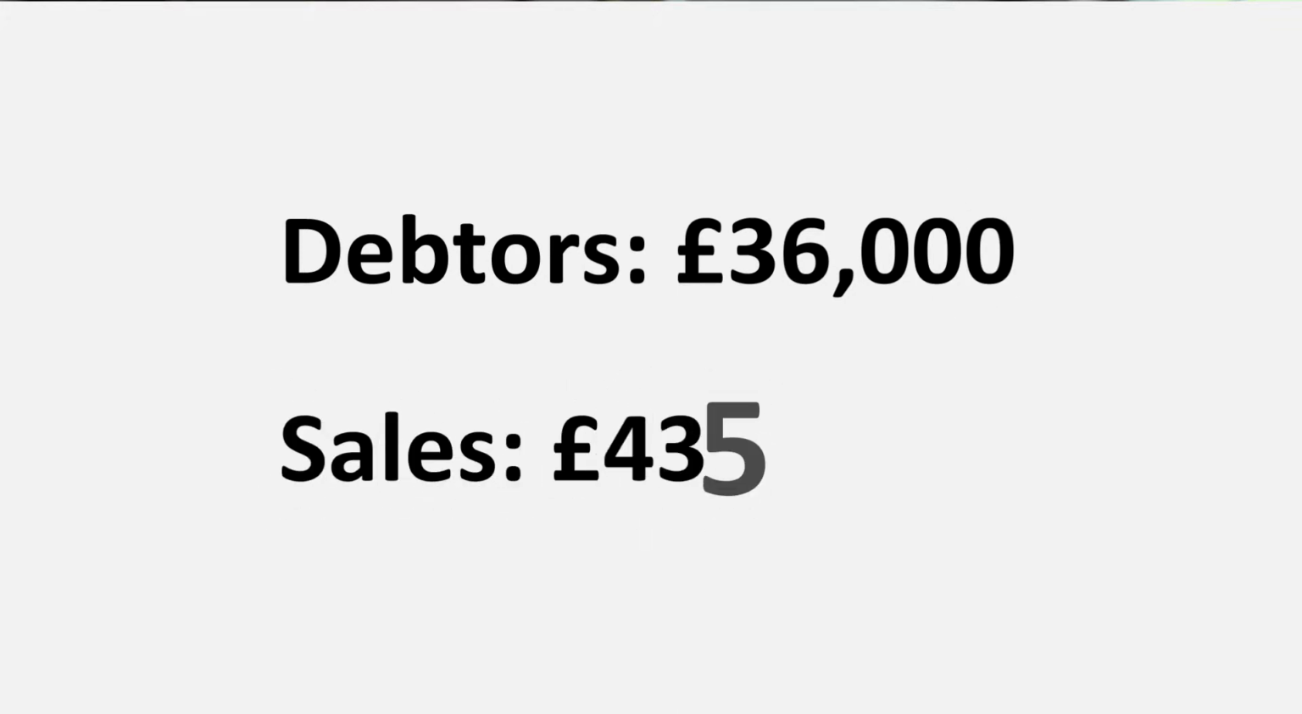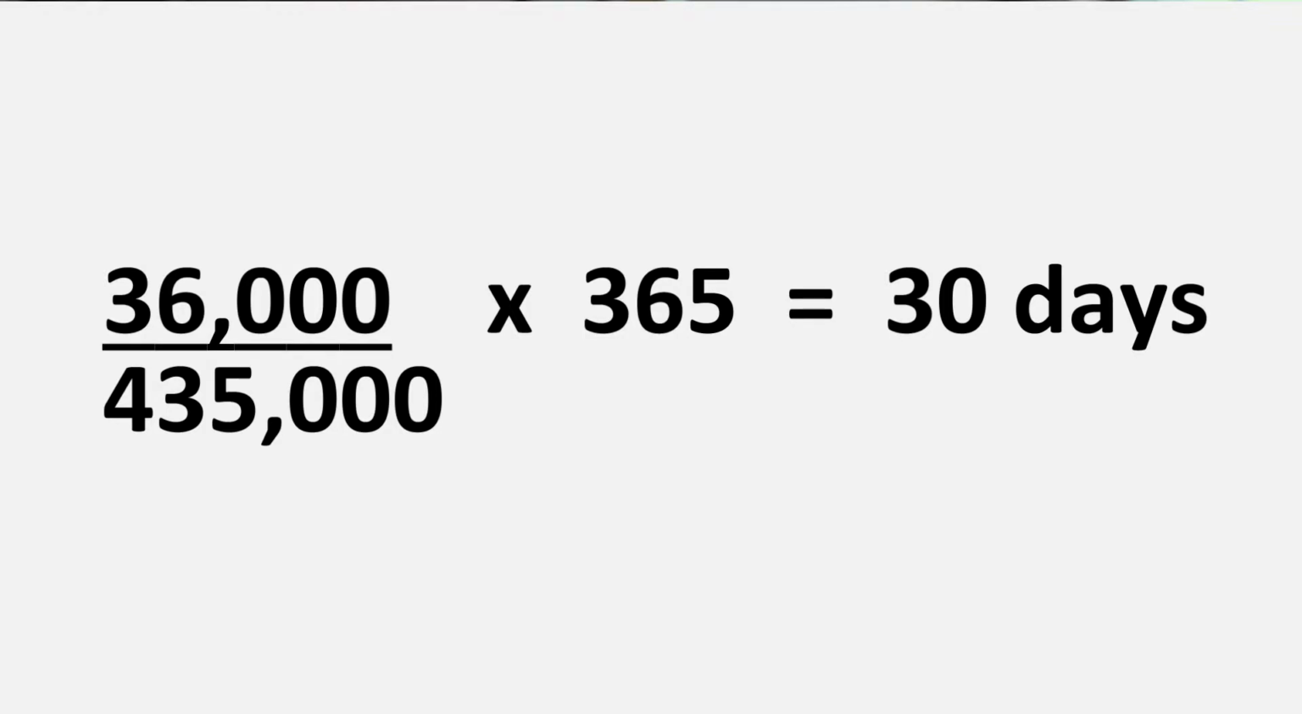Now the problem is it's a standalone figure, it doesn't actually mean anything. So let's imagine we go on a year. So let's take another year from your balance sheet and let's do the calculation again for that current year. So let's assume again now that the debtors then are 36,000, your sales are 435,000. So it's 36 divided by 435 times 365 equals 30 days. So in that year, it took you on average 30 days to collect.